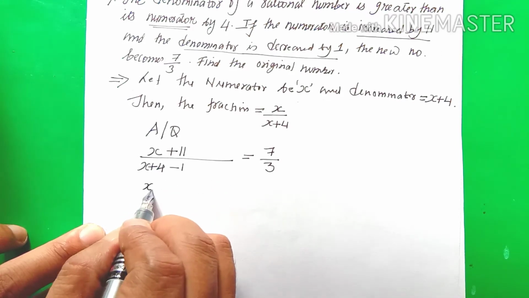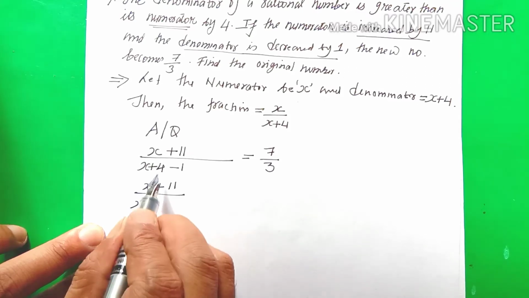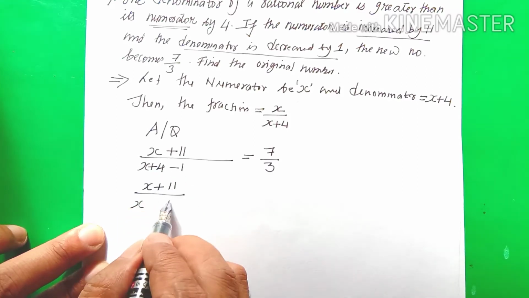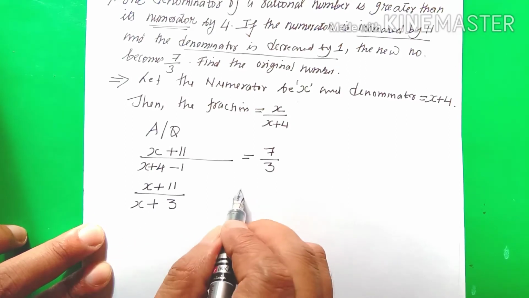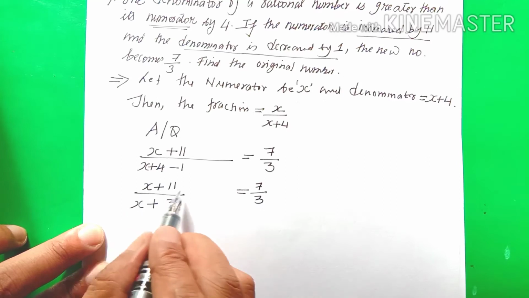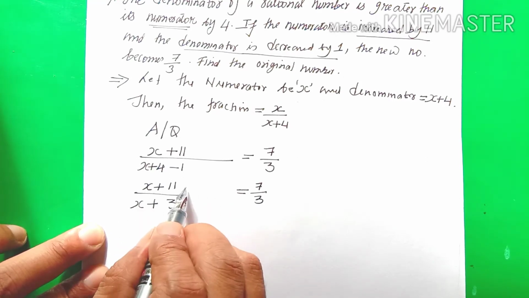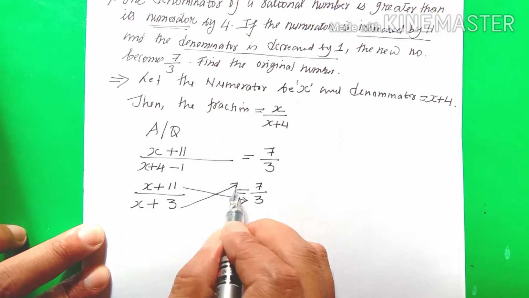So we have here x plus 11 divided by x minus 4 plus... 4 minus 1, which is equal to 3, but the sign will still be positive, which is also equal to 7 divided by 3. Now it is not possible to add at both places. The only step left is that one must apply cross multiplication.